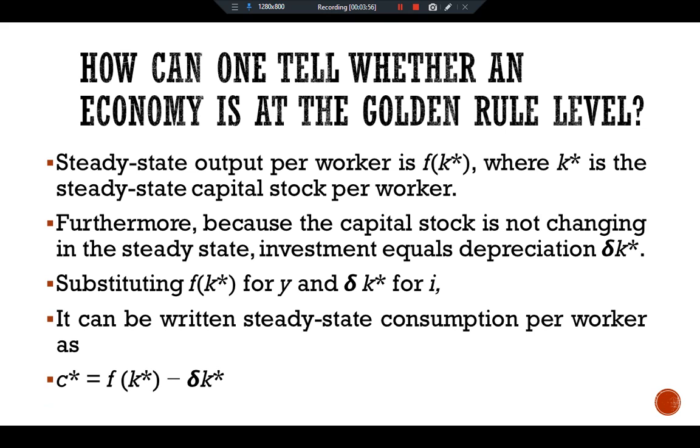This equation shows that an increase in steady state capital has two opposing effects on steady state consumption. On the one hand, more capital means more output. On the other hand, more capital also means that more output must be used to replace capital that is worn out. So let's see a graphical presentation.